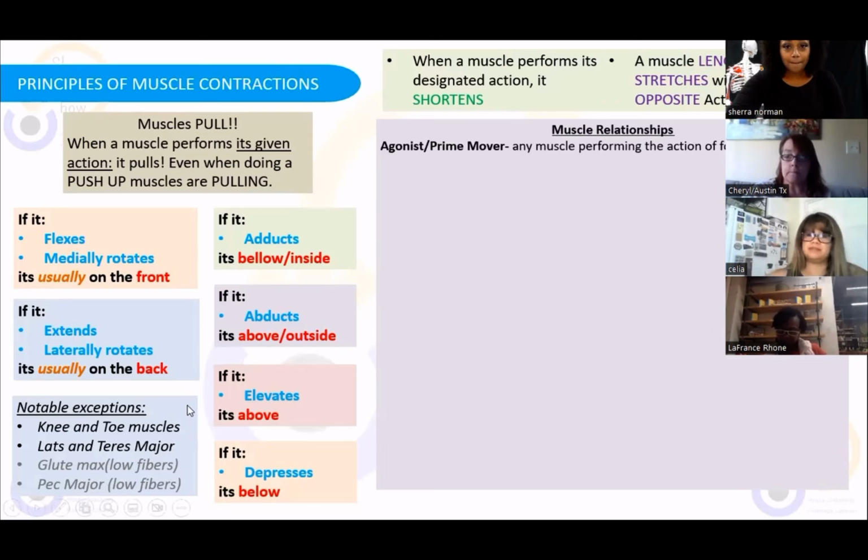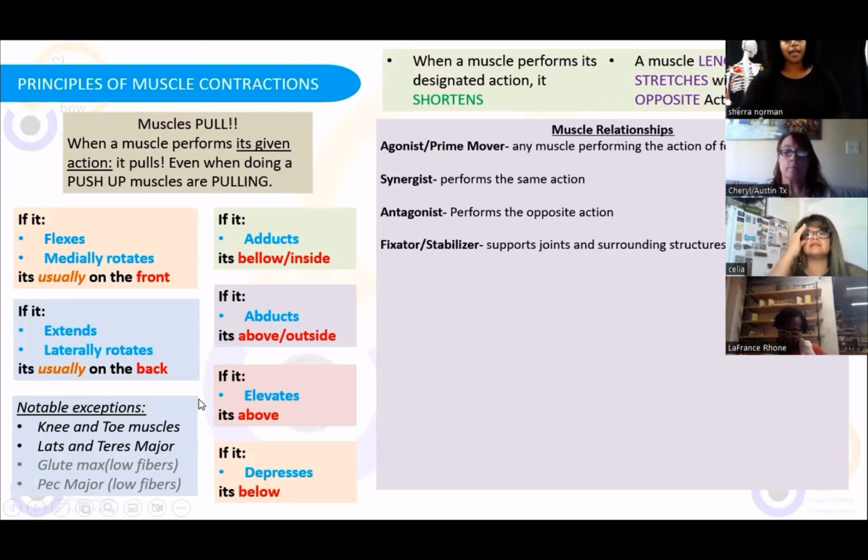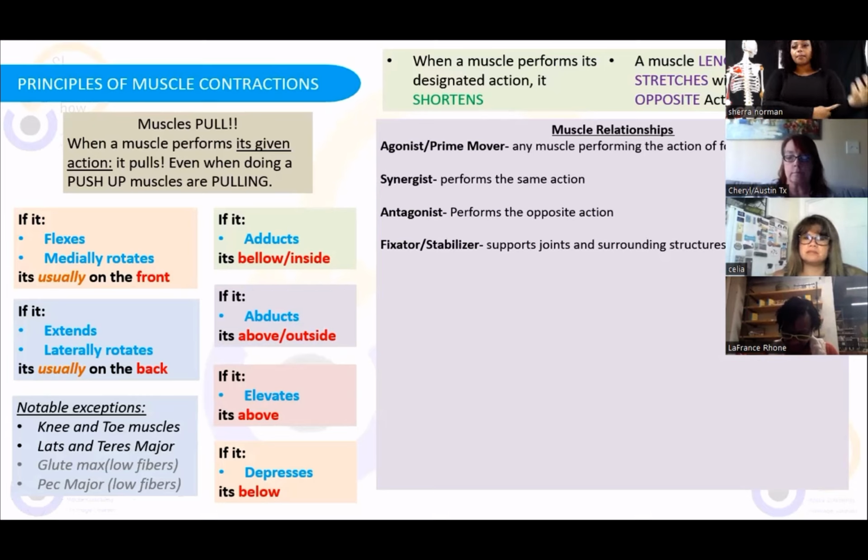Okay, and then the other thing, muscle relationships, okay? Generally, you are okay with MBLEX if you understand that agonist and prime mover is any muscle performing the action that you're talking about. If I'm talking about the biceps, it is the prime mover of flexion, it's the agonist. It's doing the work. A synergist is any muscle that's doing the same thing. A synergist does the same thing, antagonists do the opposite. That's what we care most about for MBLEX. Synergist muscles do the same action, antagonist muscles do the opposite. For every action, there's an antagonist doing the opposite or lengthening while we do that action.